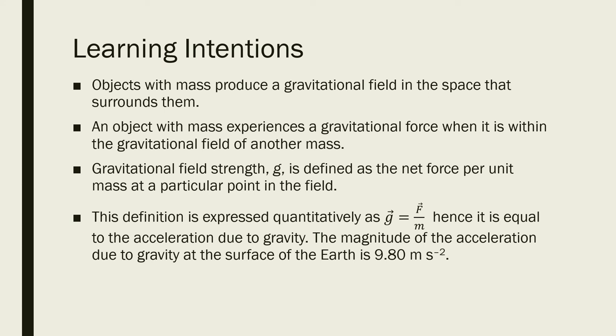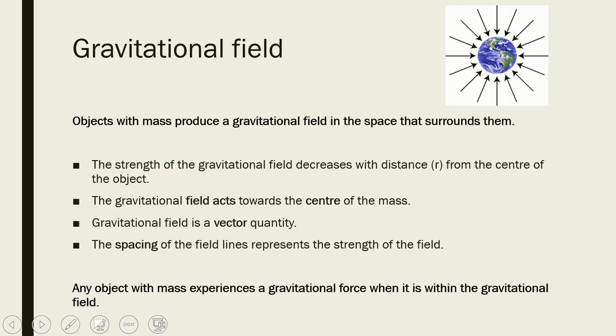So g, the gravitational field strength, is equal to the net force per unit of mass, so F over m. And that's actually just equal to the acceleration due to gravity, because acceleration is F over m, and the magnitude of the acceleration due to gravity at the surface of the Earth is 9.8 meters per second squared, which we're well aware of.